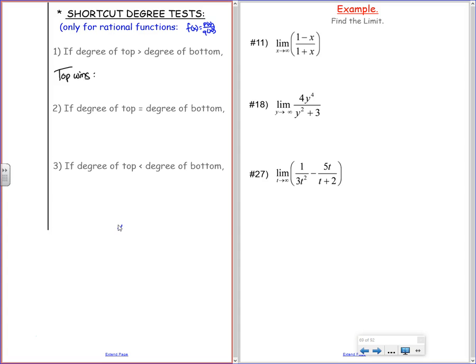If the top wins, what happens? Is the whole function being held back at all, or is it able just to expand, increase, or decrease without bound? It's able to increase and decrease without bound. It's just going to be ever increasing or ever decreasing. So is it ever being held back to getting closer and closer to a certain y value? No. So we'll say, first of all, no horizontal asymptote. That's what we first studied in chapter 2.